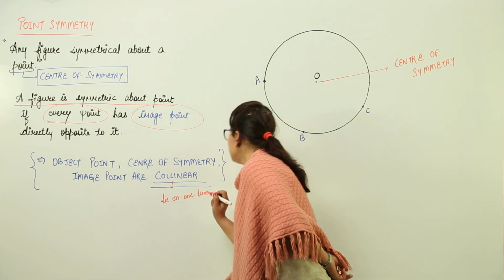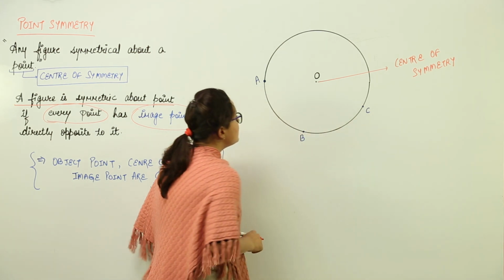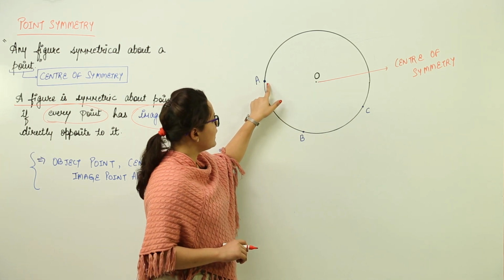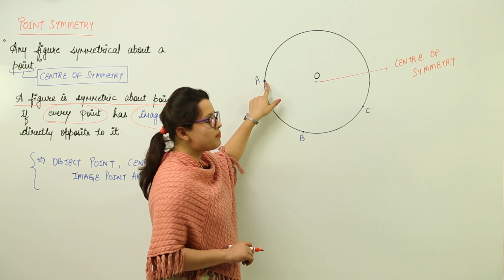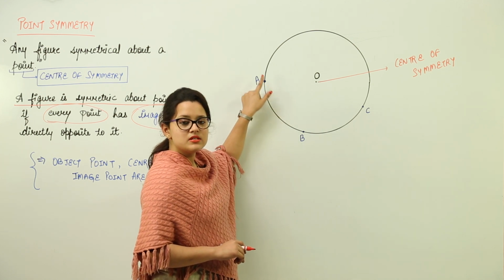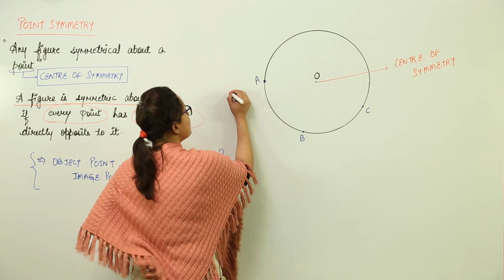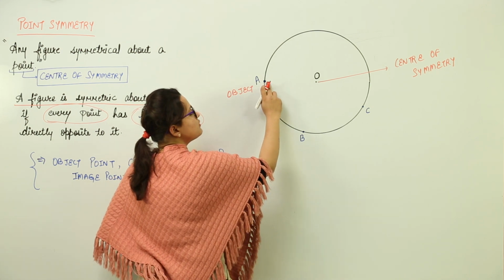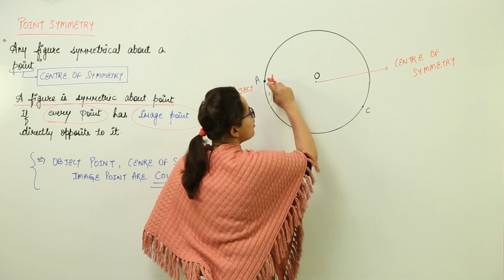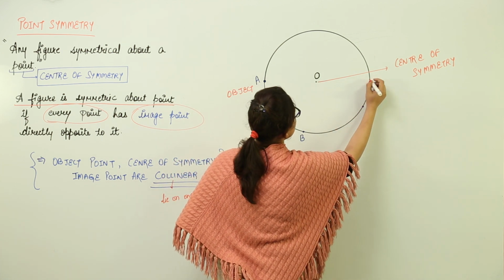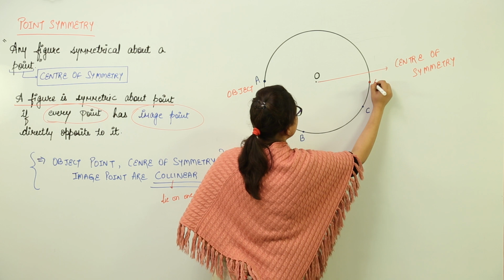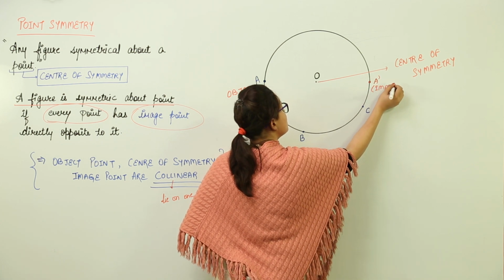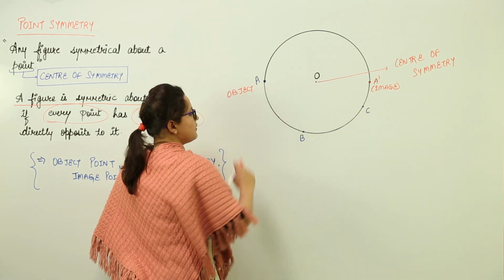Now how can we do that? We will have to check it over here. If this is the center of symmetry, for point A, this is the object point. See, I am writing it object. The image formed for this point is going to be directly opposite to this, that is here. So I am placing A dash. This is representing the image of the object A.